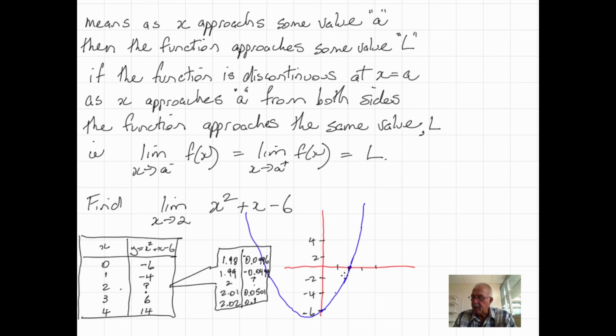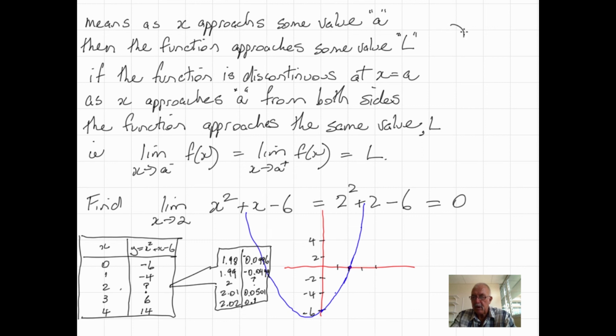So this is a straightforward one. All we have to do, because it is continuous, is to substitute in the value 2. So we've got 2 squared plus 2 minus 6. And we've got 4 plus 2 is 6, minus 6 is 0. So the limit as x approaches 2 is 0. Once again, this is a continuous function.